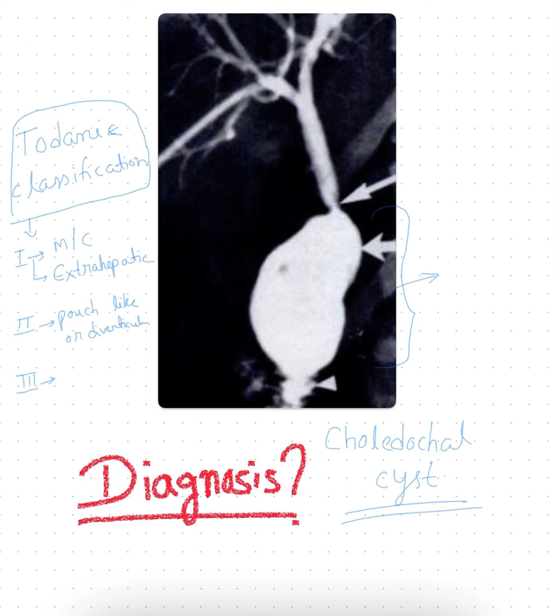Type 3 is known as the choledochocele, and in this choledochocele, the bile duct is dilated in the duodenum. So the part of the bile duct in the duodenum is dilated, meaning its opening is dilated, that is termed as the choledochocele.